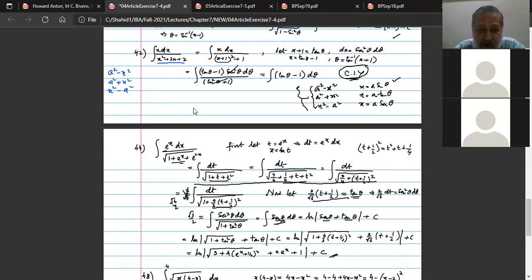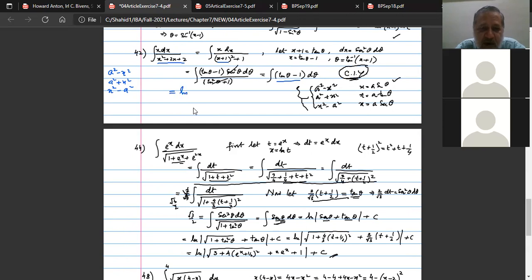Then make the substitution. x is equal to tangent theta minus 1. dx is equal to secant square theta d theta. Denominator is tangent square plus 1, which is secant square. So secant square cancels, and we are left with only this. And the integral is simple. You can put the integral in the form.